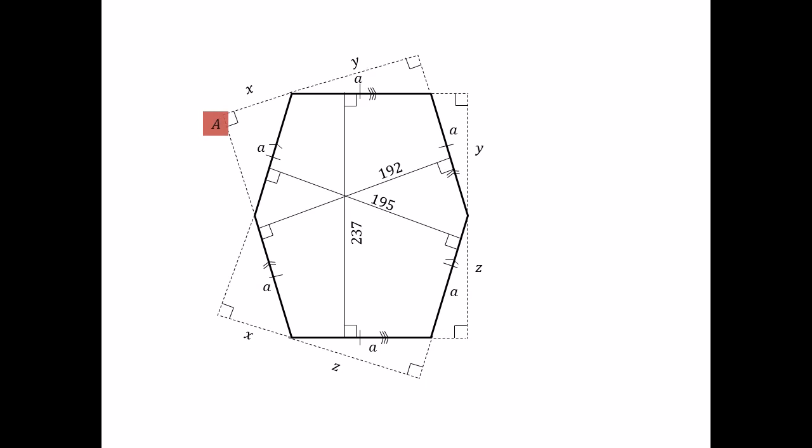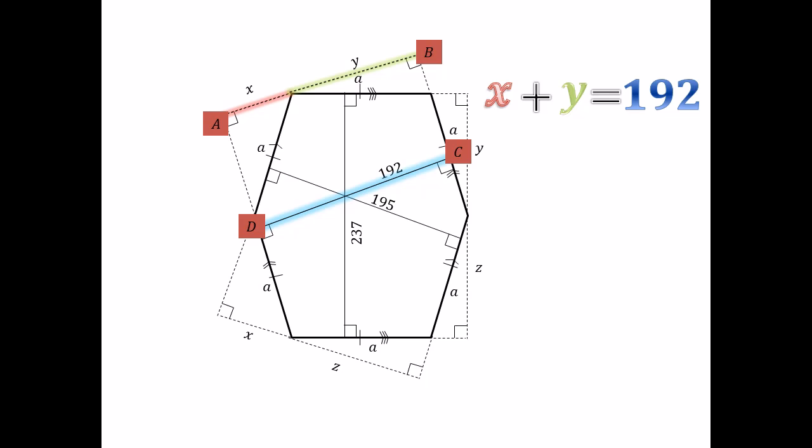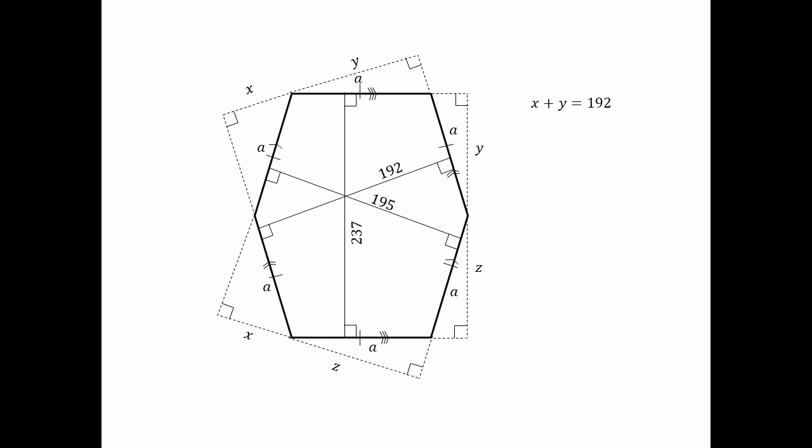Now, ABCD is a rectangle. Look very clearly. These two sides are parallel, and every angle is 90 degrees. So it makes ABCD a rectangle, which means that the opposite sides are also equal. That is, X plus Y is equal to 192. So we get this.